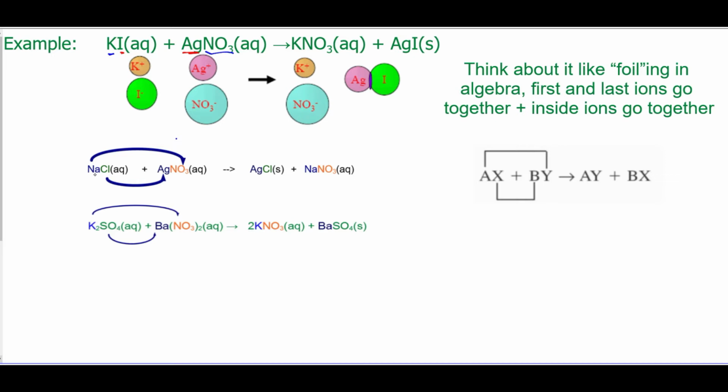So in this case, we have sodium nitrate, and so we write the formula for sodium nitrate. Then we have silver chloride, and we write the formula for silver chloride. In this reaction, we have potassium nitrate, so we write the formula for potassium nitrate. And by the way, we write the product formulas by crossing, just like we were writing formulas earlier in the chapter. And then we have barium sulfate, and that becomes one of our products.